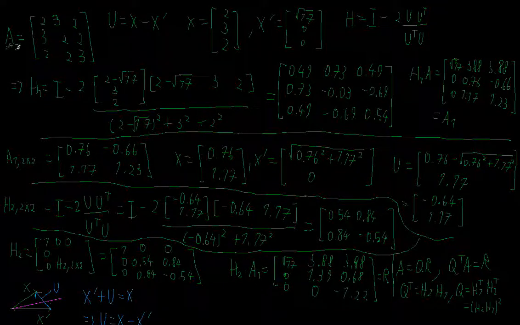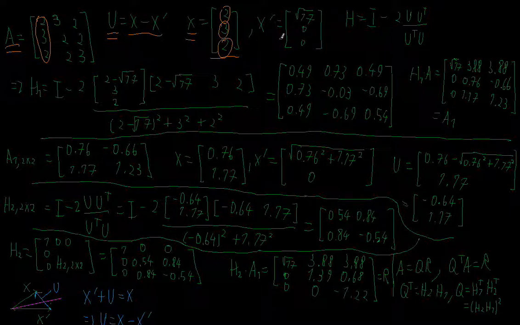So I have the matrix A, 2, 3, 2, 3, 2, 2, 2, 2, 3. Okay, and I want to do a QR decomposition of it using again the Householder transformation. So I will again find first my vector u, which is defined as x minus x prime, where x is the first column vector of A, so this 2, 3, 2, and x prime is the norm of this vector x, so the square root of 2 squared plus 3 squared plus 2 squared. So the square root of 17, okay?